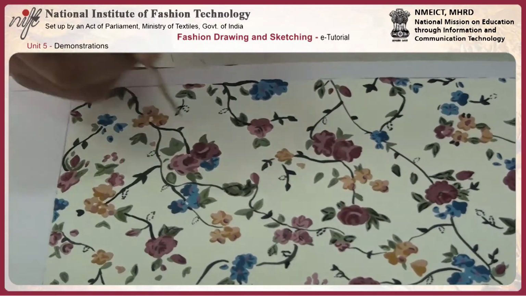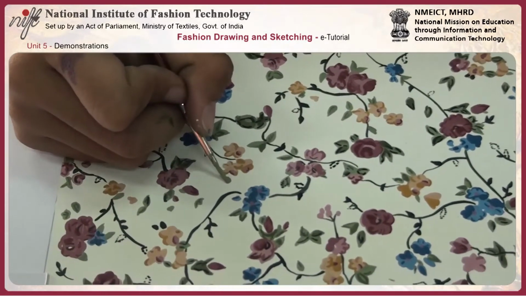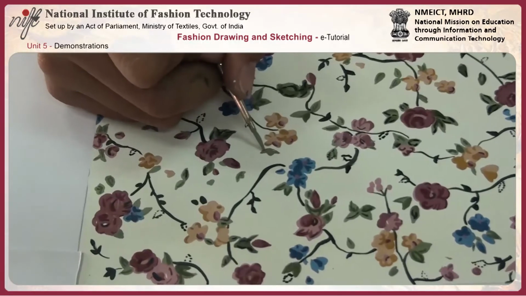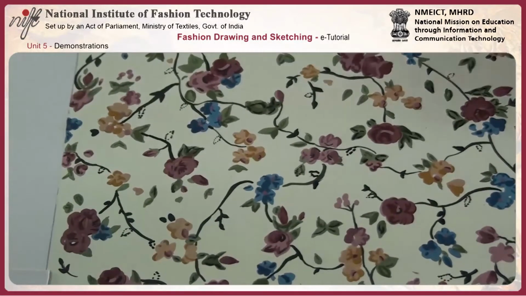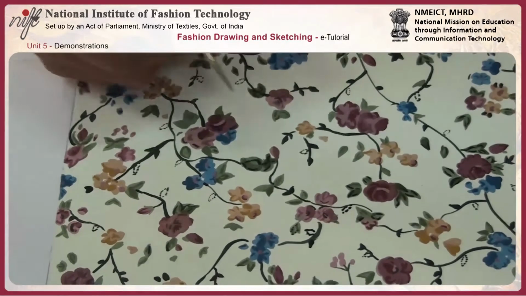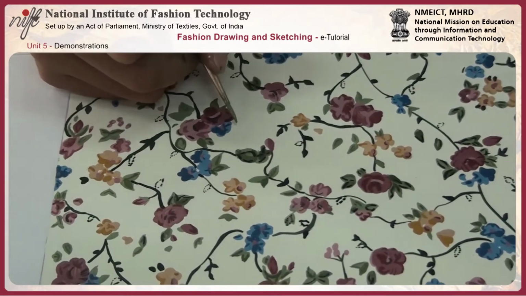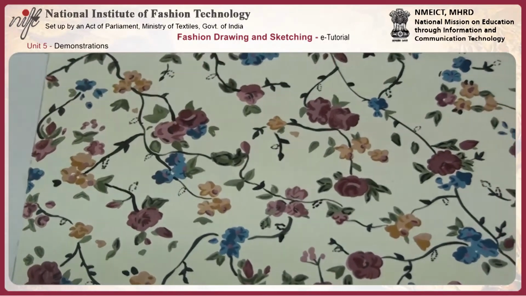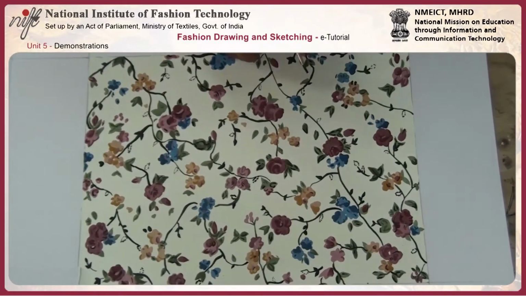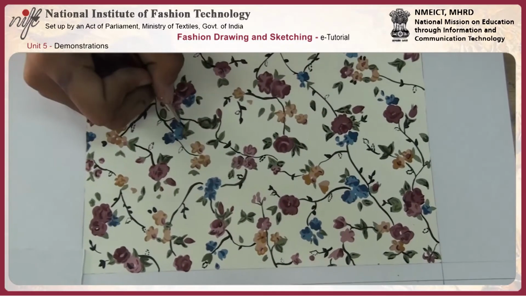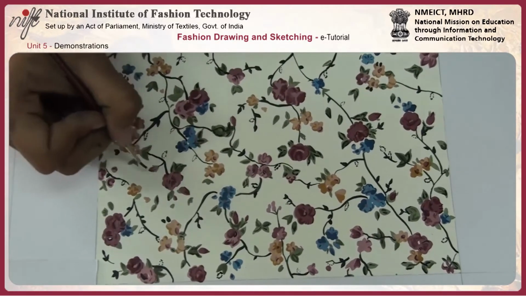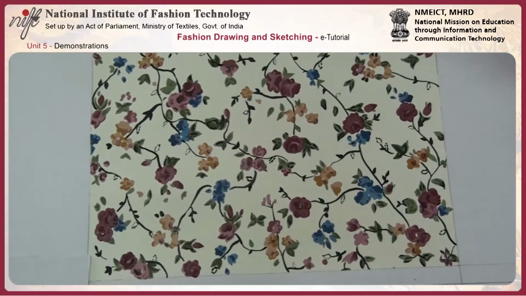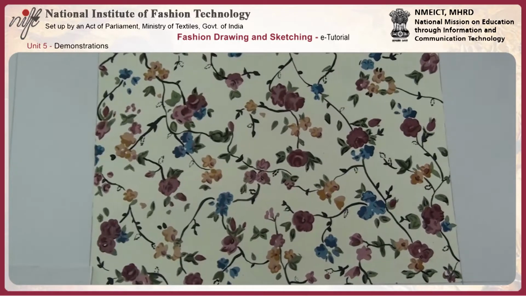Closely observe how the illustrator is drawing leaves and stems using a very thin brush. You can see that too much pressure is not being applied on the brush. Rather, only the tip of the brush is used to fill colors. Such qualities can be developed through extensive practice.